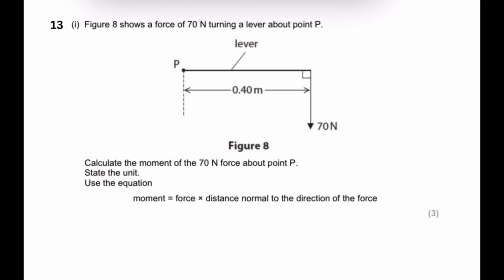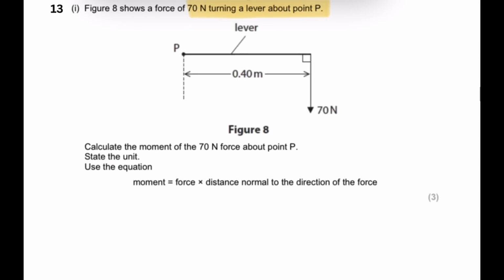Question 13. Figure 8 shows a force of 70 newtons turning a lever about point P. Calculate the moment of the 70 Newton force about point P, and we're going to state the unit. And I'll give you a really easy way to remember and know how to do the unit even when you don't actually know it. So they give us the equation here. We have to find the force and the distance. Usually it will be the perpendicular distance, so as you can see they did put us the right angle, so we are trying to find 70 newtons.